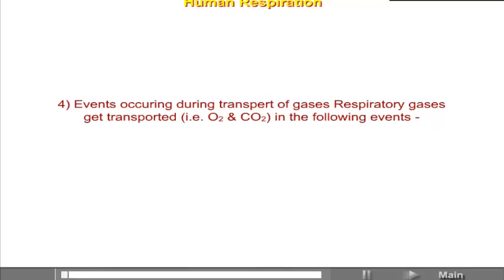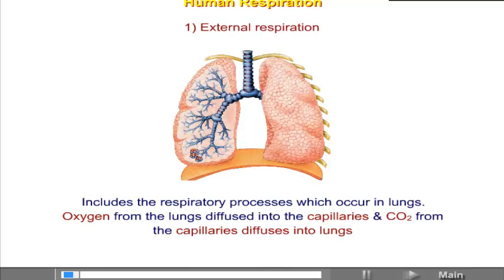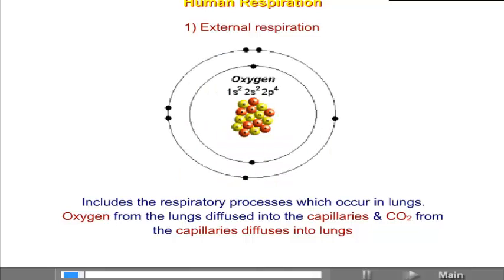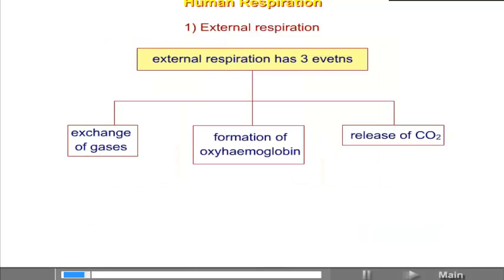Events occurring during transport of gases. Respiratory gases, that is oxygen and carbon dioxide, get transported in the following events. External respiration includes the respiratory processes which occur in the lungs. Oxygen from the lungs diffuses into the capillaries and carbon dioxide from the capillaries diffuses into the lungs. External respiration has three events: exchange of gases, formation of oxy-haemoglobin, and release of carbon dioxide.